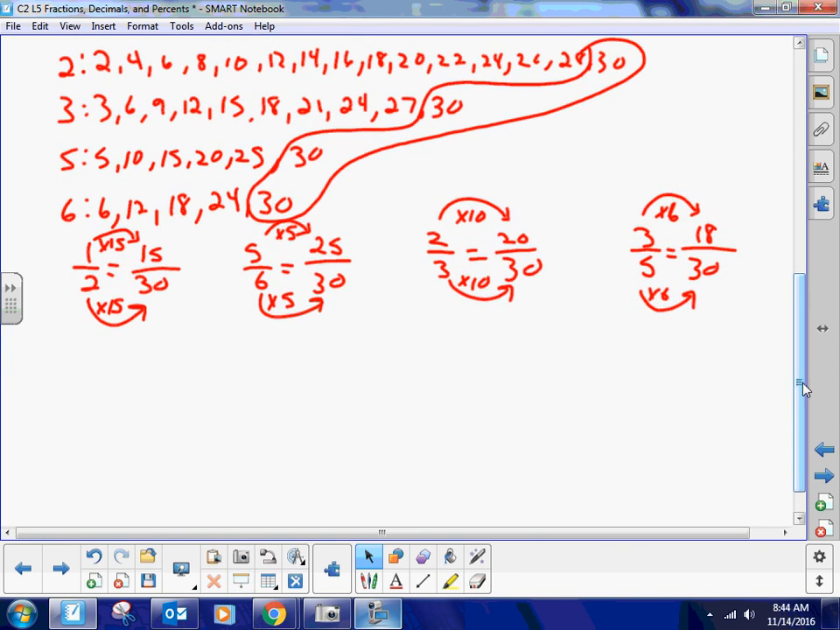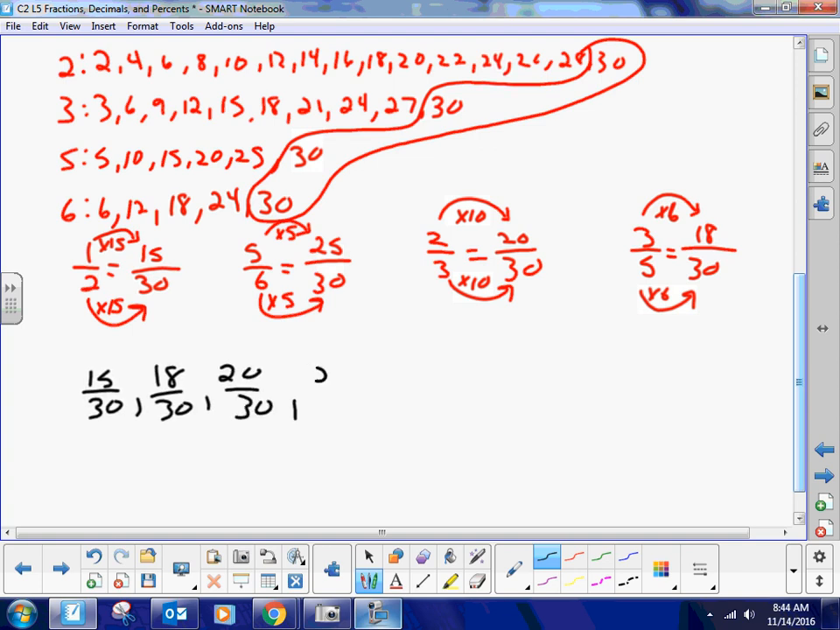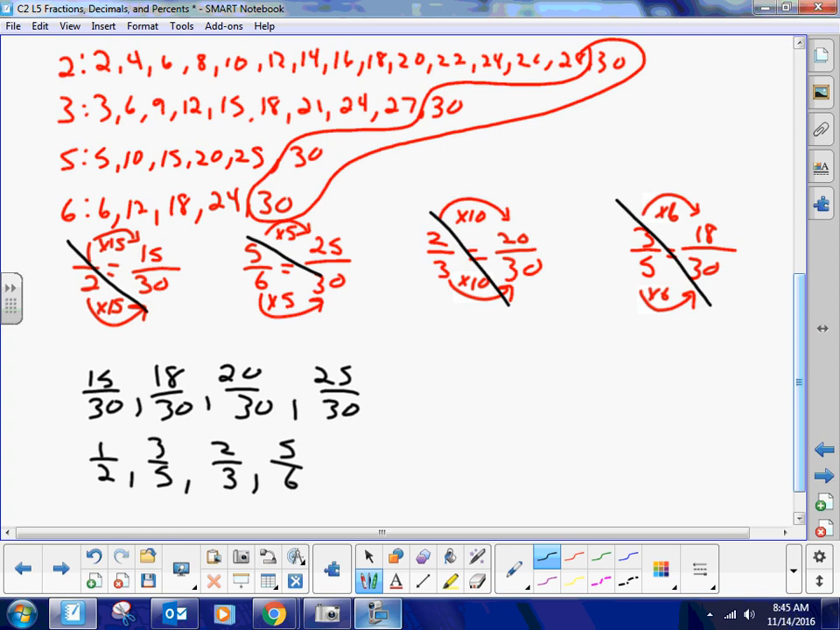Let me bring this back down. All right. So now we got from least to greatest: 15/30, then 18/30, then 20/30, and then 25/30. And replacing those numbers, you have 1/2 is the smallest. The next smallest is 3/5. The next, I'd go through these and even, I would do that, all right? You got 20/30 is 2/3, and 25/30 is 5/6. And that's them ordered from least to greatest.